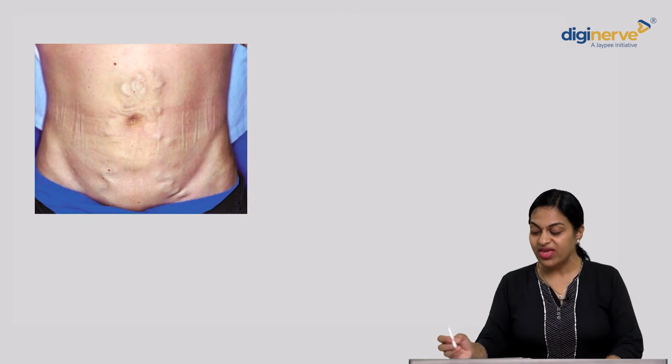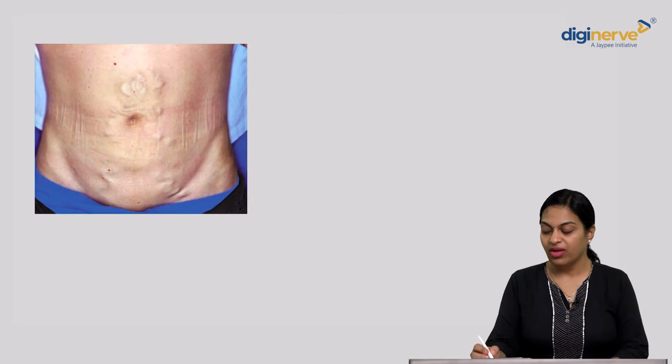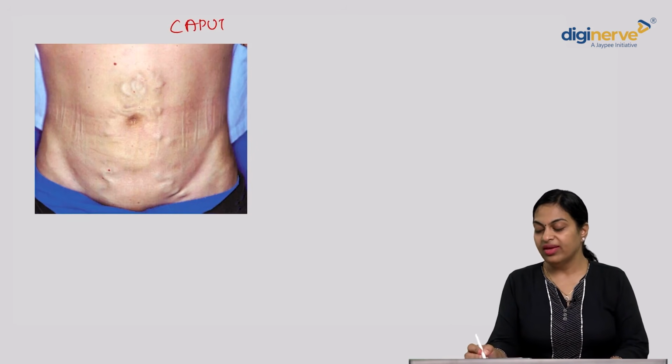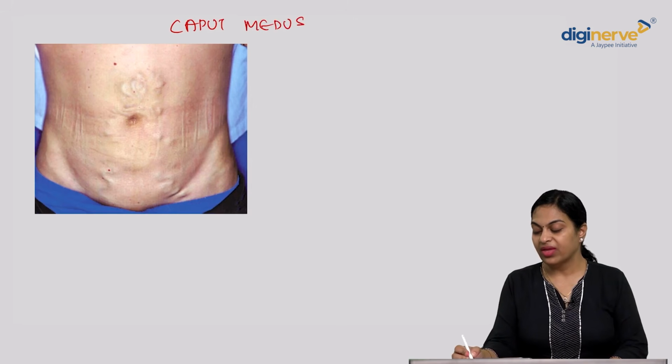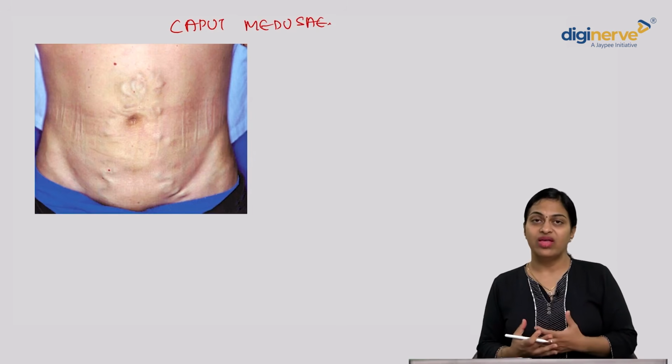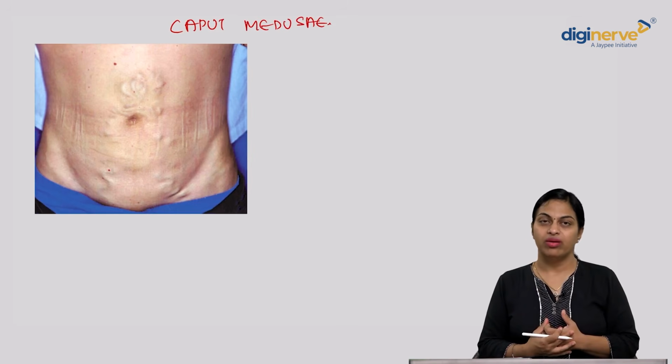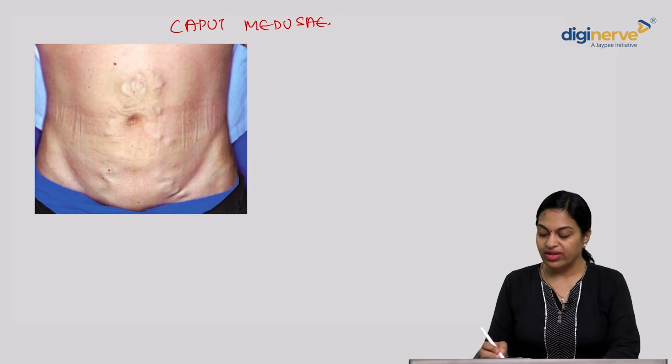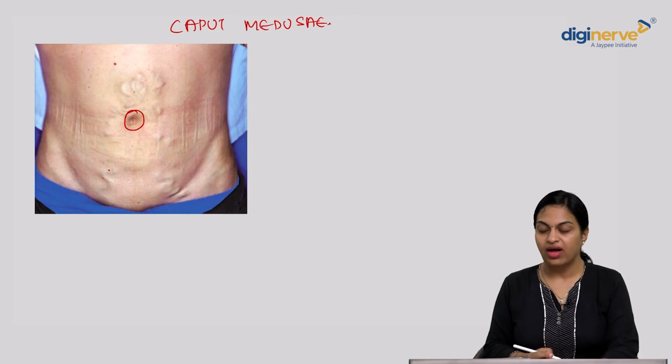So what is this you see here? Characteristic of portal hypertension, caput medusae. Dilatation of the veins of the anterior abdominal wall in portal hypertension. It's called the caput medusae. Here you can see the umbilicus.